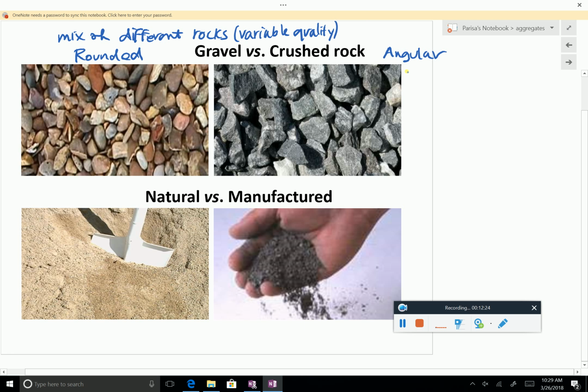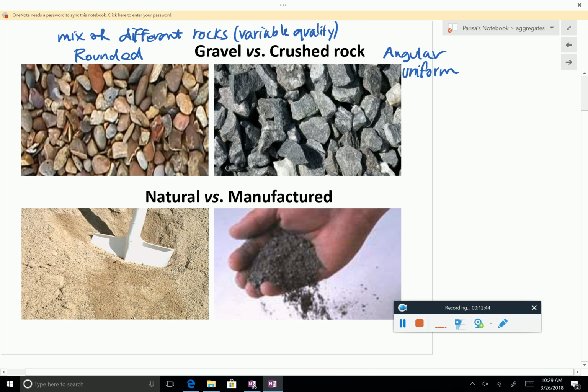And here it's more or less uniform. And these are important properties. That means that's lower quality for us. You never know what you have. And then this is kind of one example of comparing natural versus manufactured.